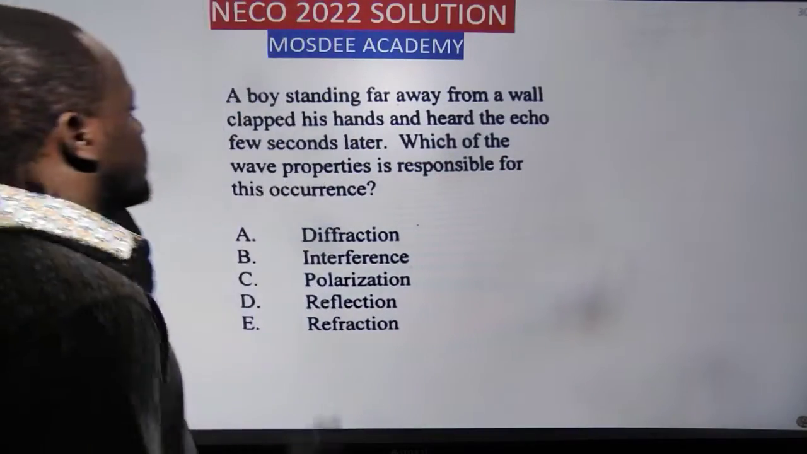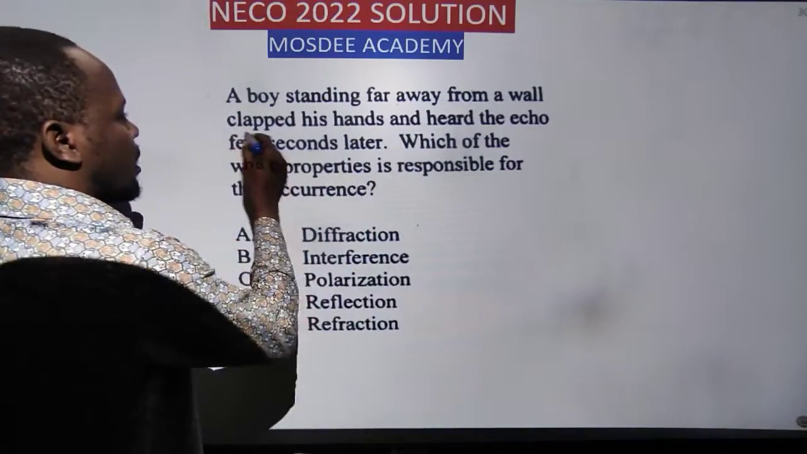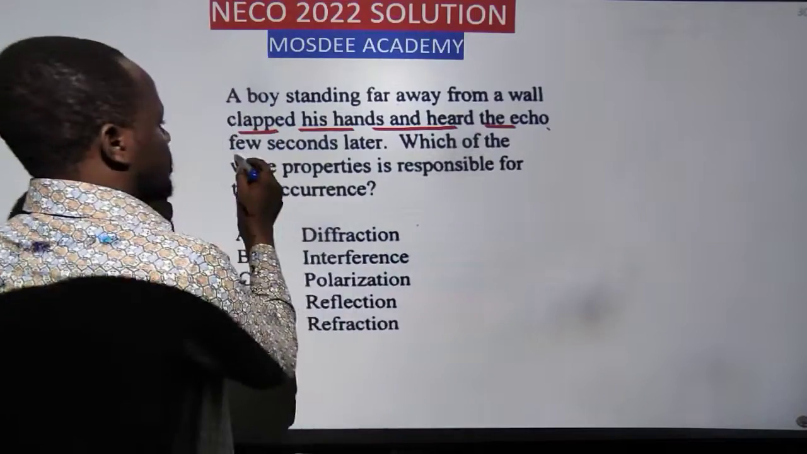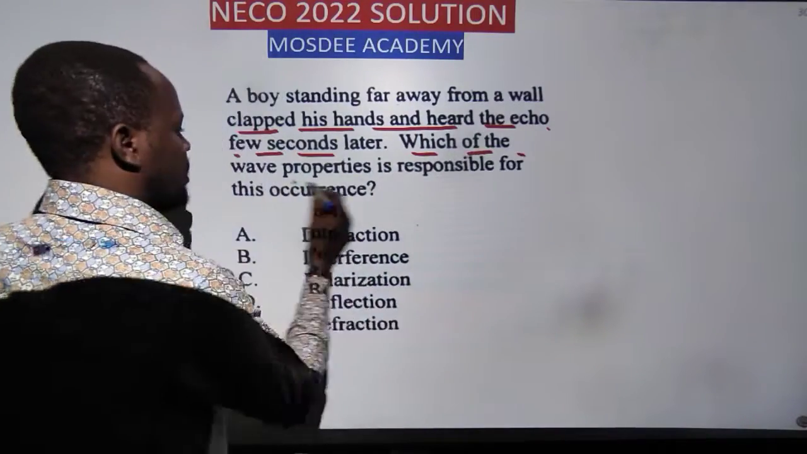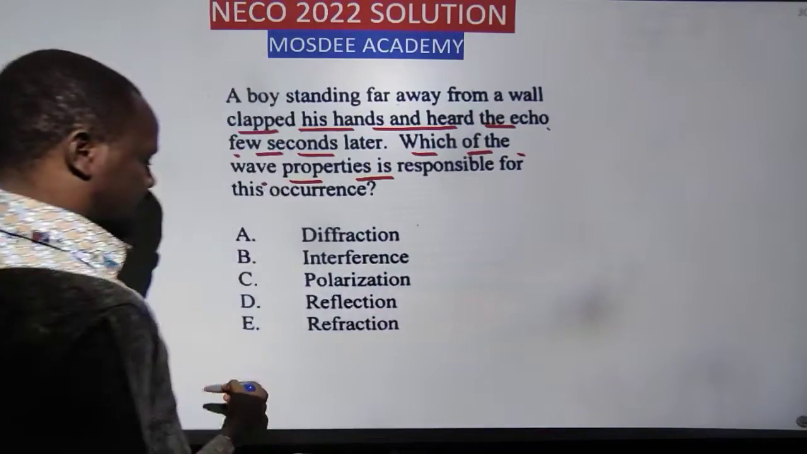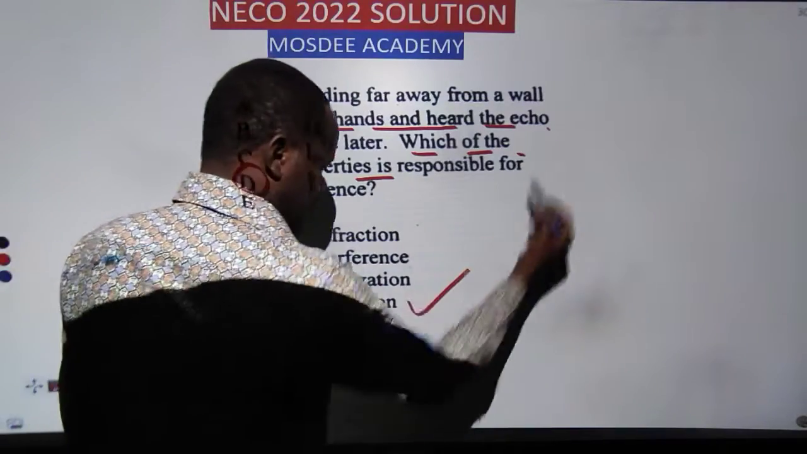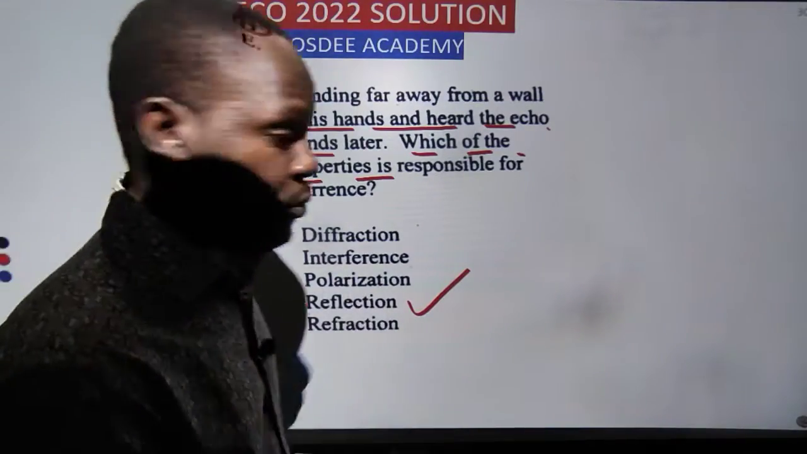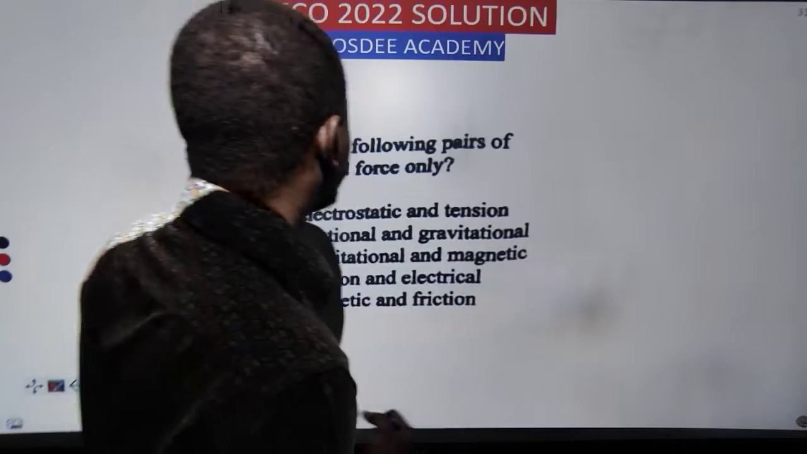Next one. A boy standing far away from a wall claps his hand and hears an echo a few seconds later. The phenomenon that explains the echo is called reflection of sound waves. Echo is called reflection of sound waves. So the answer is echo. Next one.